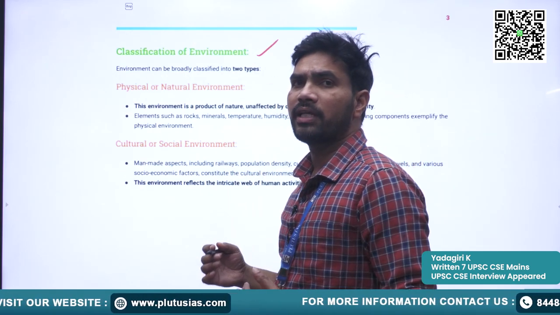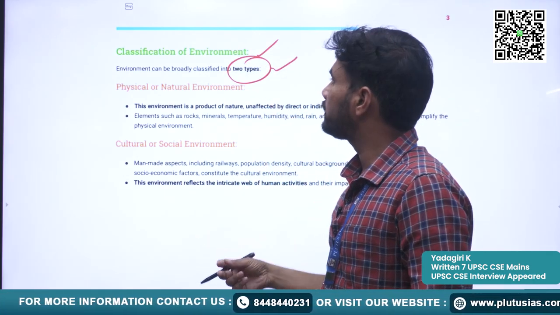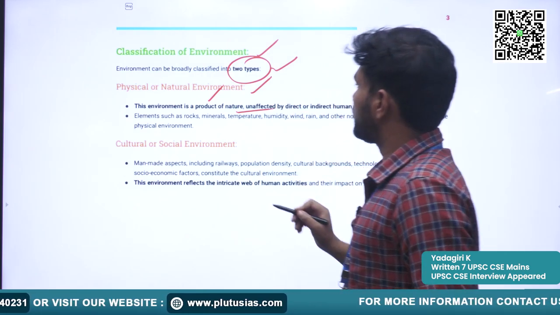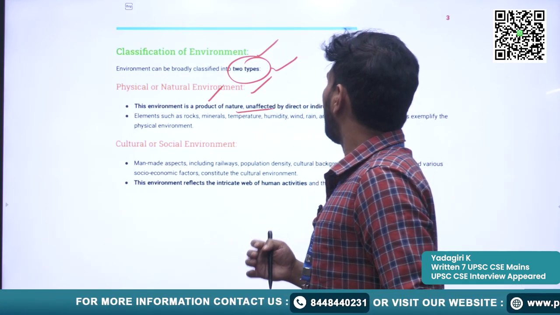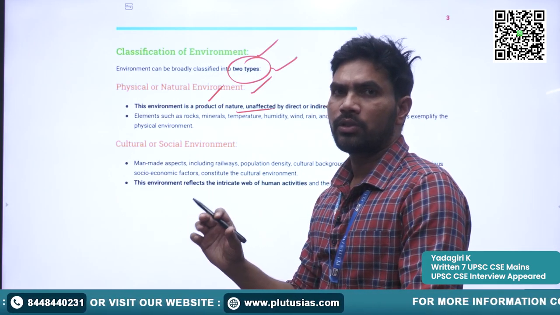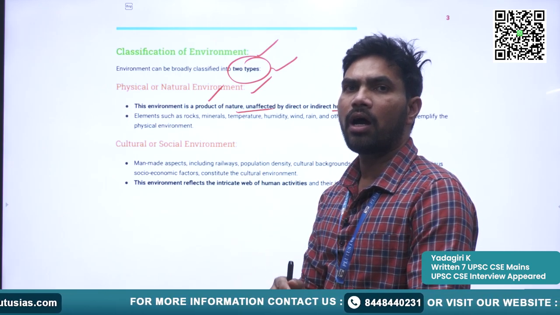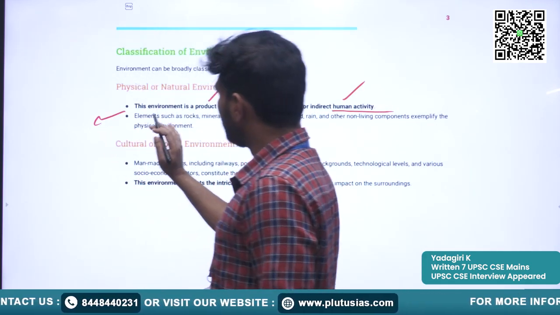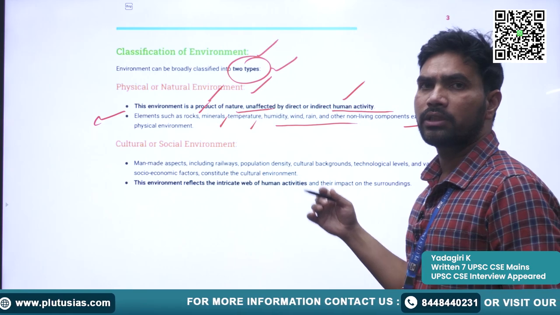Similarly, we will see the classification of environment, how environment can be classified. We can see two types of environments. The first is the physical or natural environment, which is a product of nature. It is generally unaffected by direct or indirect human activity. It is naturally created due to the actions of nature. Generally these are not affected or disturbed by human beings. Elements such as rocks, minerals, temperature, humidity, wind, rain and other non-living components come under this aspect.